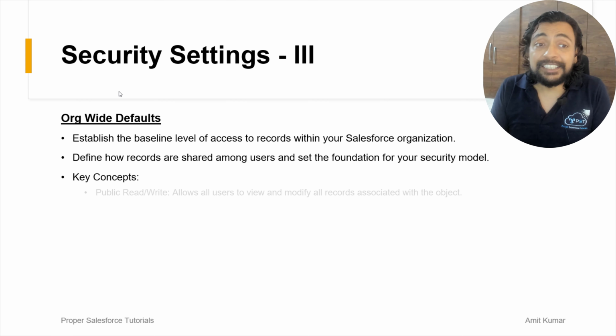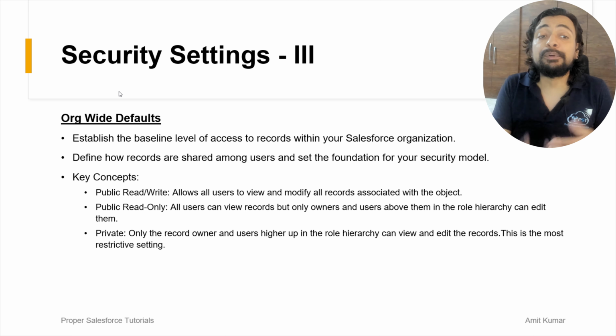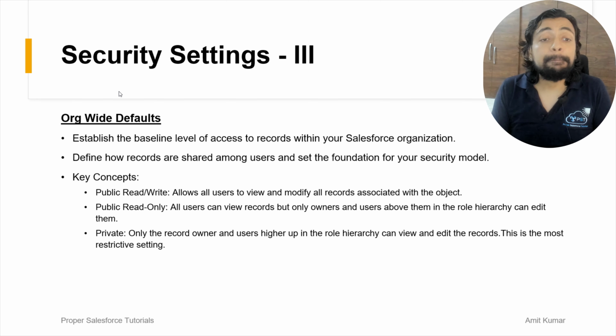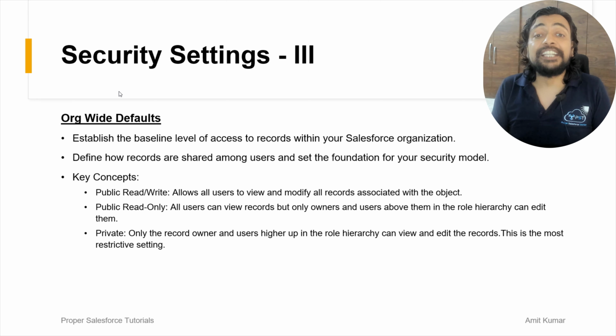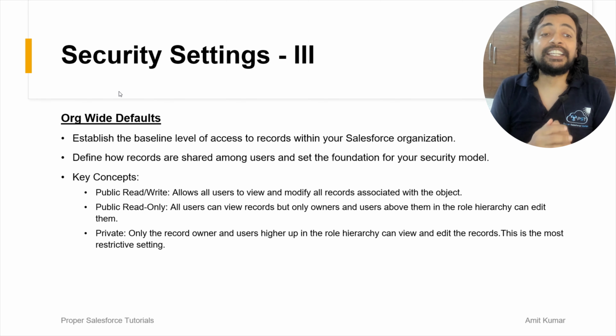So while defining the org-wide defaults, these are the three different accesses that we provide to most of the objects. Though there are some objects on which we can provide other access levels as well, these are the keywords. They are public read write, public read only, and private. Now if I talk about public read write, the name itself suggests that it allows users to view and modify all records associated with the object. If we talk about public read only, all users can view records, but only owners and users above them in the role hierarchy can edit them.